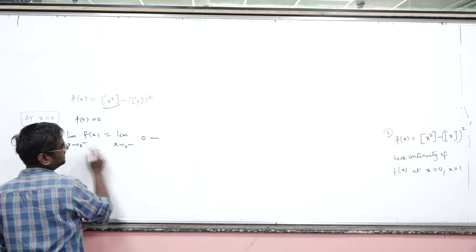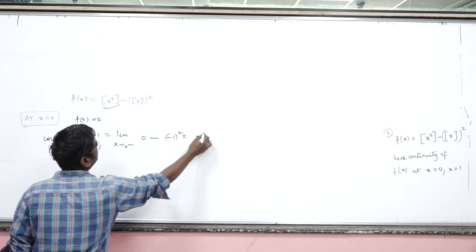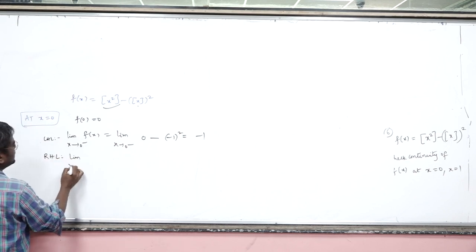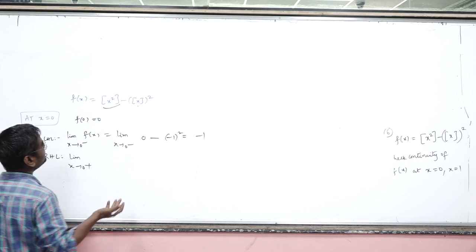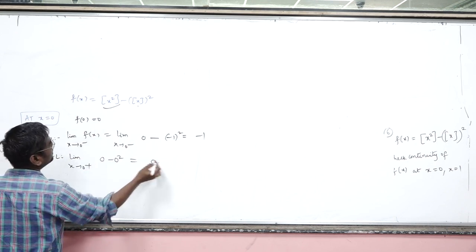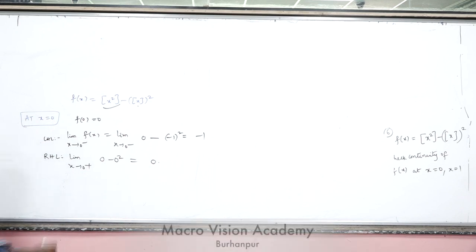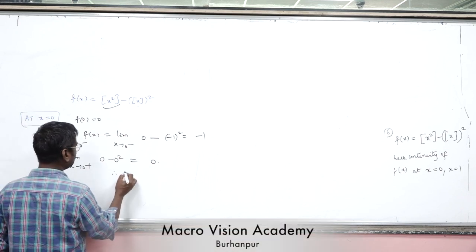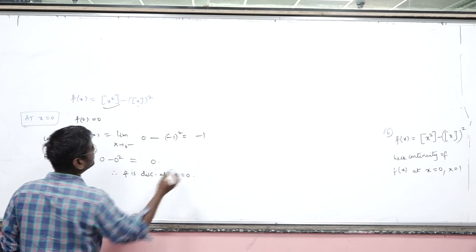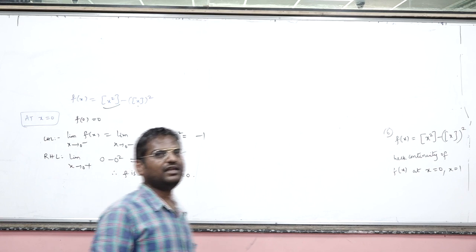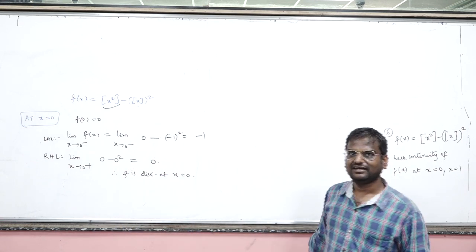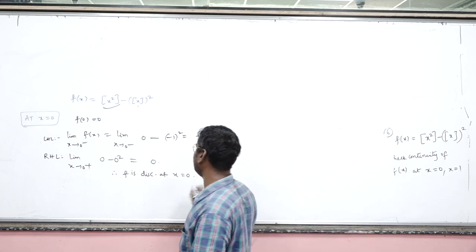And step x is -1, whole square. So the answer is minus. RHL, you can see, limit x tends to 0 plus, now this is at positive 0, so this is also 0 and that is also 0. 0 minus 0 square, that is 0. So therefore, f is discontinuous at x equal to 0. What type of discontinuity? Non-removable discontinuity. Why? Limit does not exist. Jump discontinuity, to be further classified.